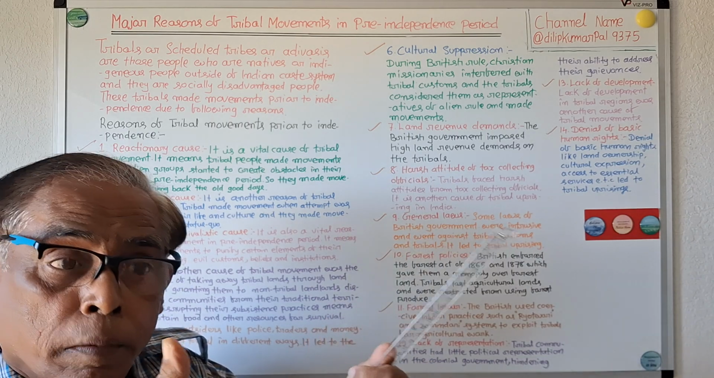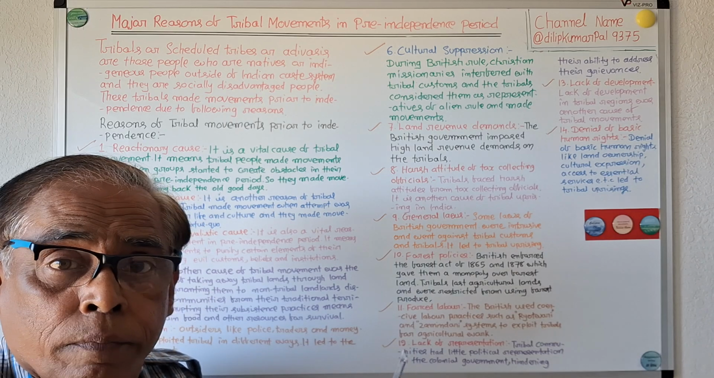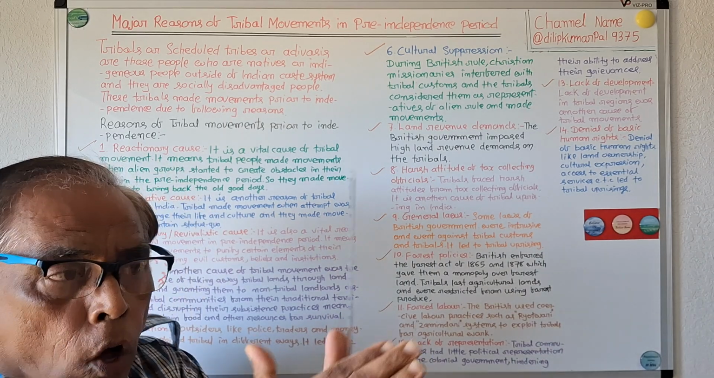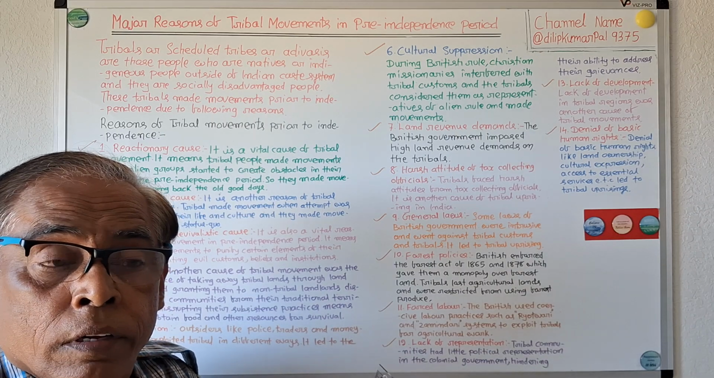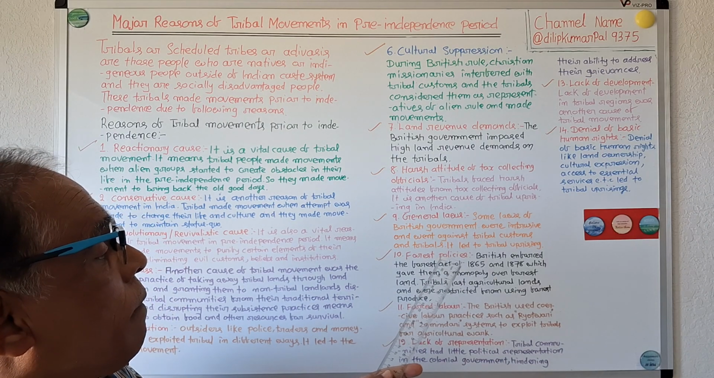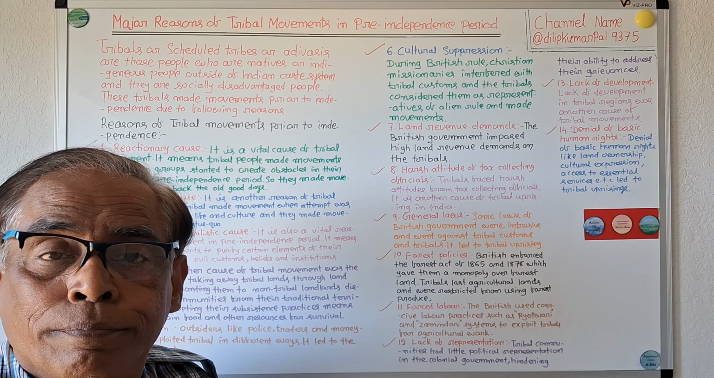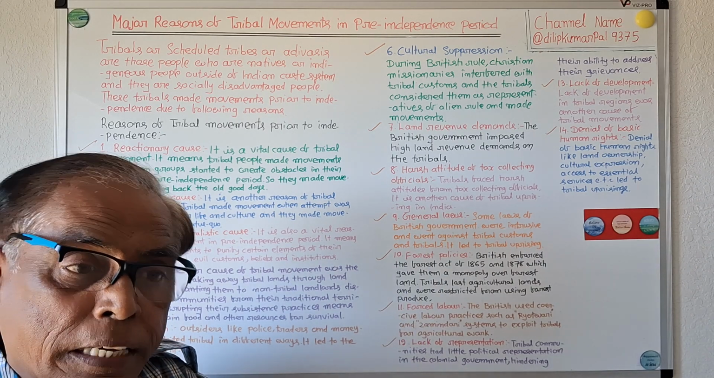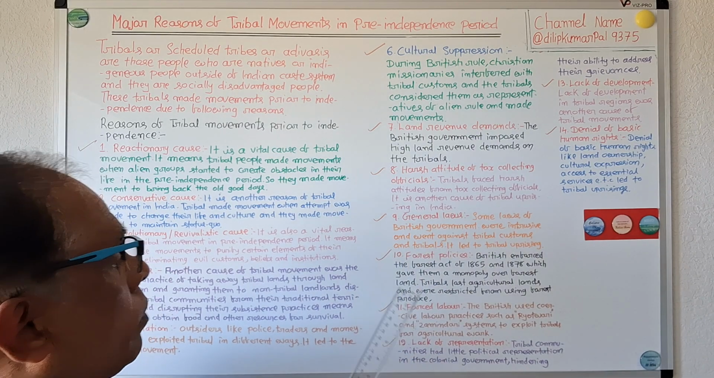The laws of the British government were interfering in the affairs of tribal people. It made tribal people angry as British laws were interfering in their customs and practices. It forced tribal people to make movement.